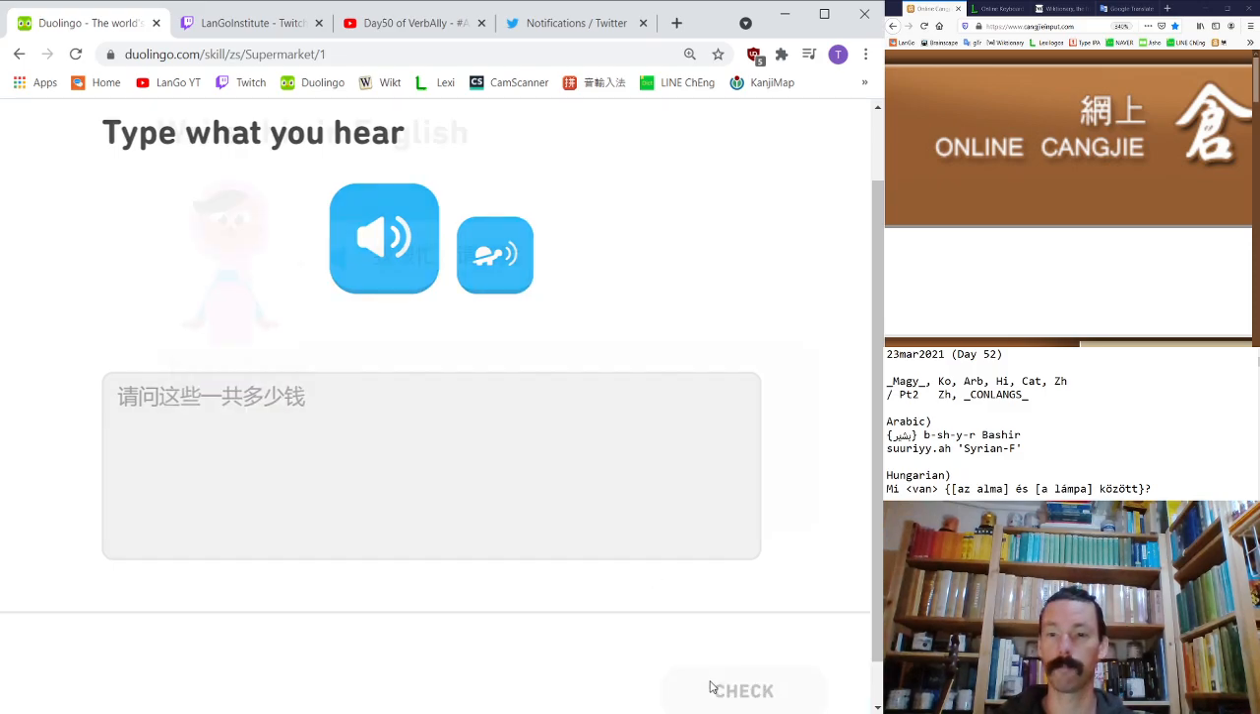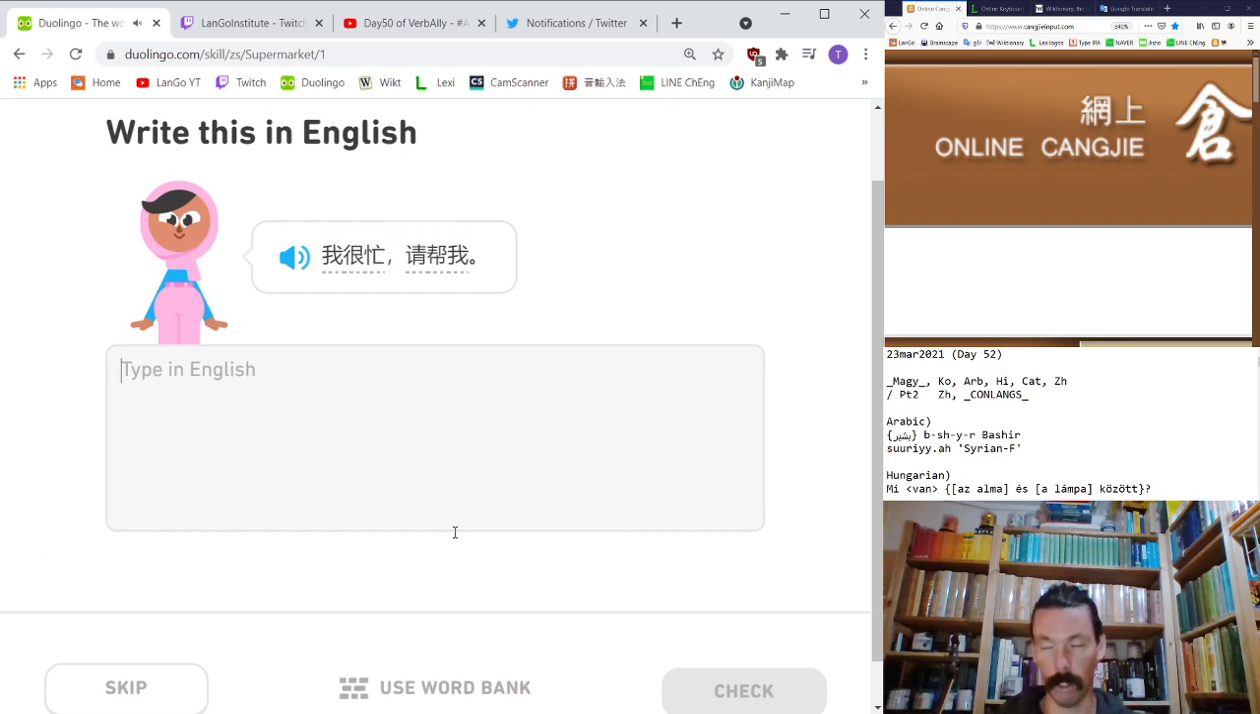我很忙，请帮我。 I'm very busy, or just I'm busy. Please help me. 请帮我. Here, 我 is the one at the end, clearly the object of the verb. Please help me.